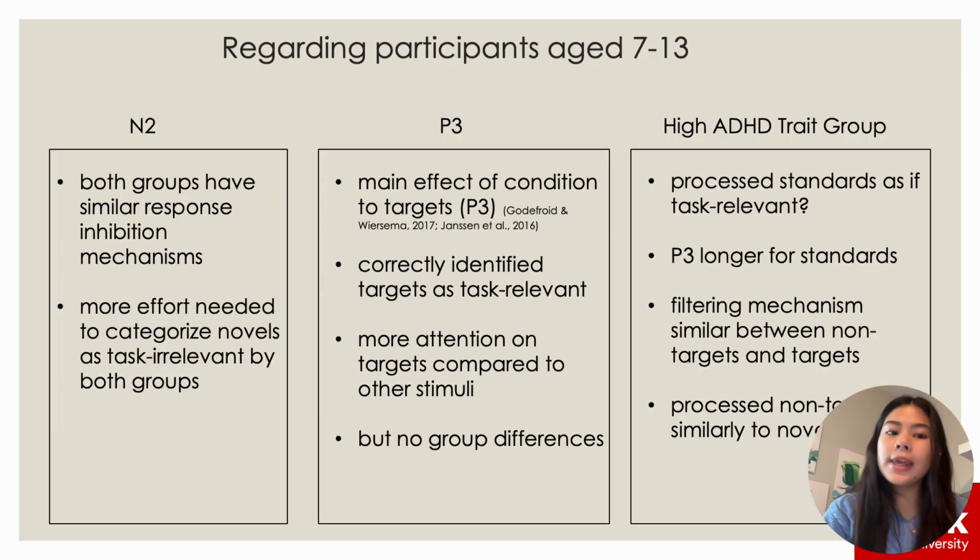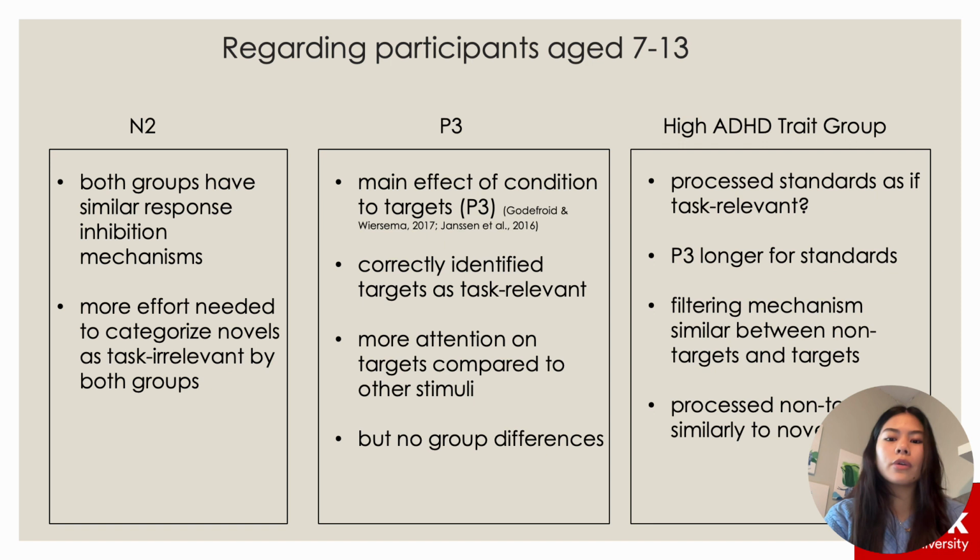This insinuates that for the N2, because both high and low ADHD trait groups had a larger N2 to novel stimuli compared to the other stimuli, both groups of children have similar response inhibition mechanisms, and there is more effort needed to categorize novels as task irrelevant by both groups. As for the N2, they were focused on that novel stimuli, that distracting and salient stimuli, compared to the target stimuli.